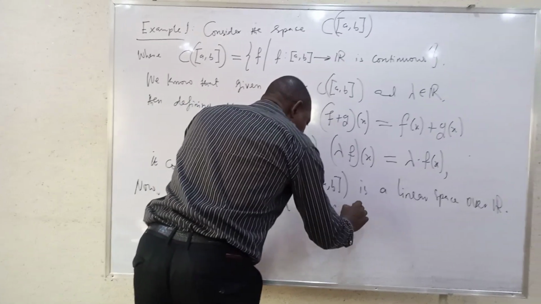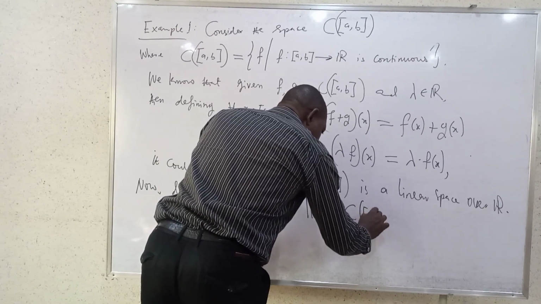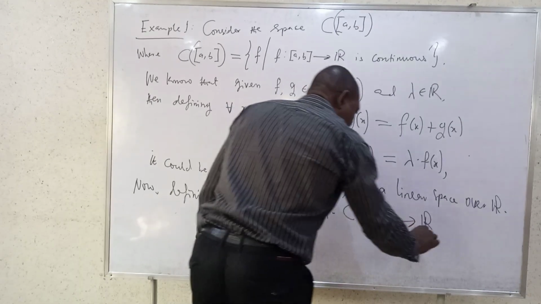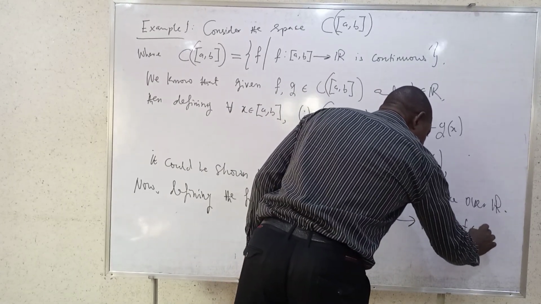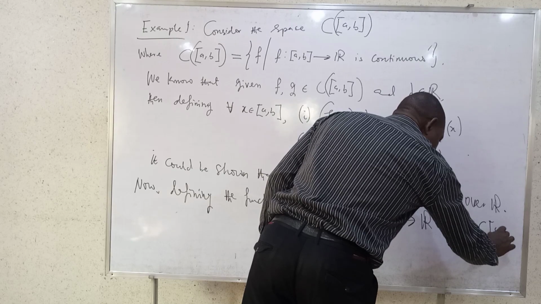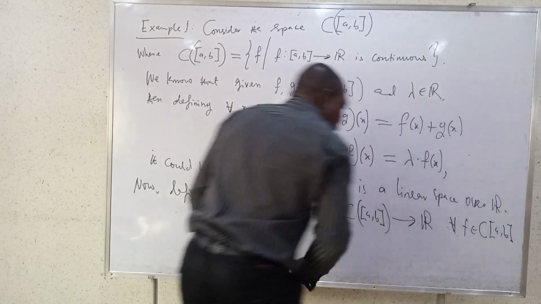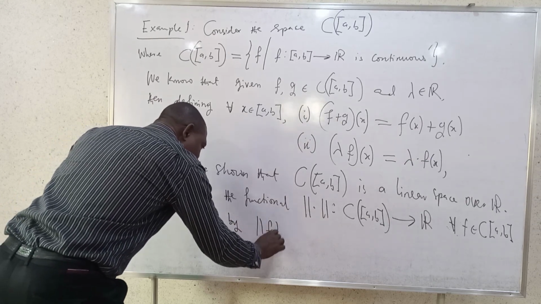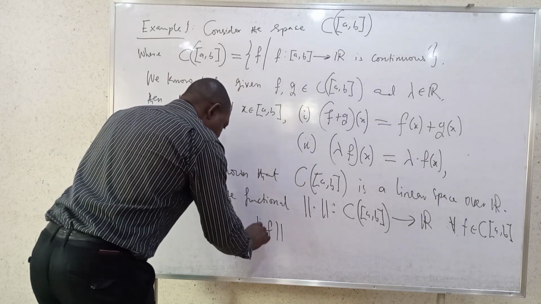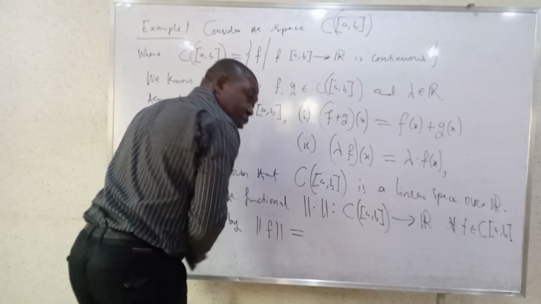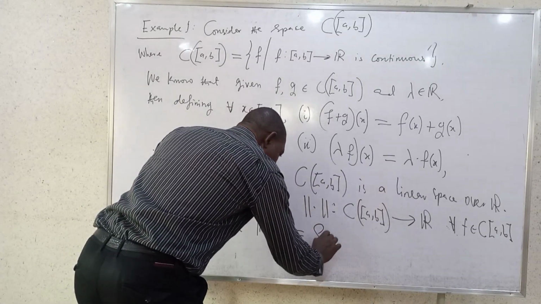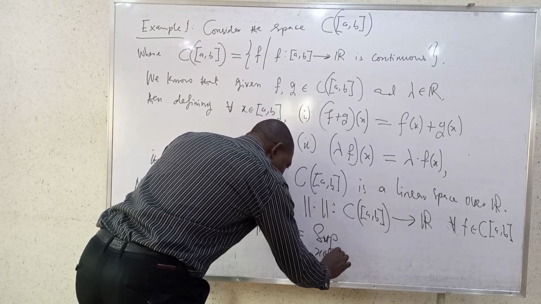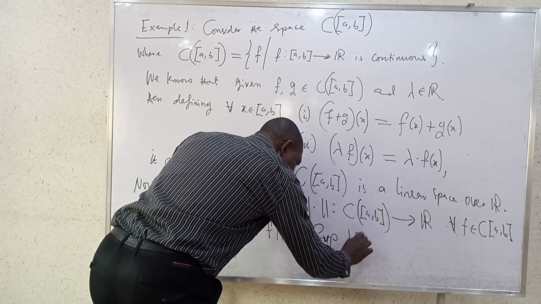From C[a,b] to R, for any f in C[a,b], define the norm of f, whenever it acts on f, it gives us the supremum over x in [a,b] of the absolute value of f(x).